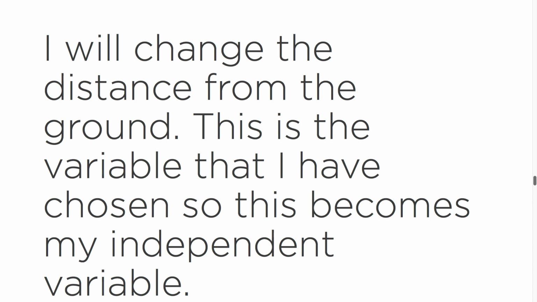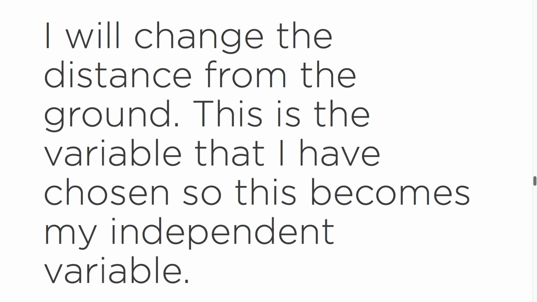So what am I going to do in this situation? I will change the distance from the ground. This is the variable that I have chosen. So this becomes my independent variable because I've chosen to change the distance from the ground. I could say drop the object from 50 centimeters, then from 1 meter or 100 centimeters, then 150, then 200, then 250, then 300 centimeters. So that's 3 meters.